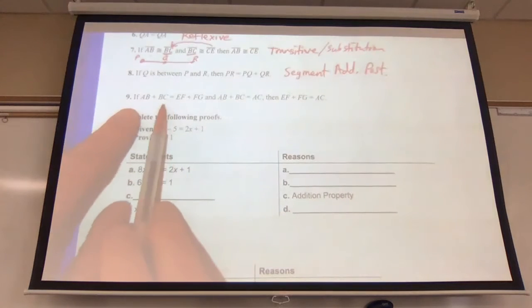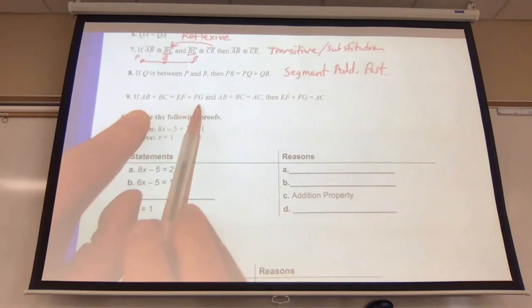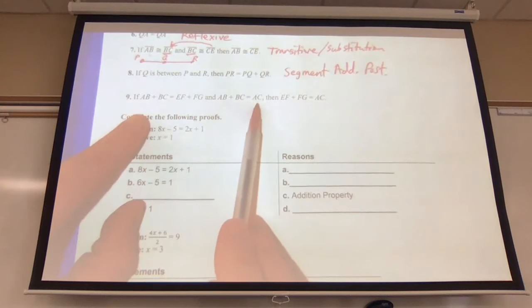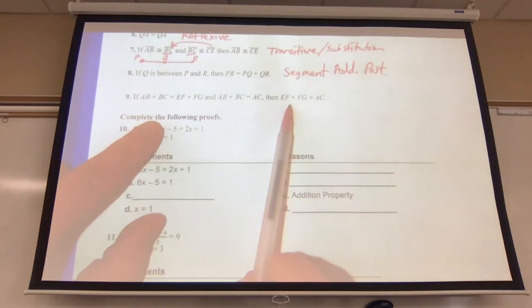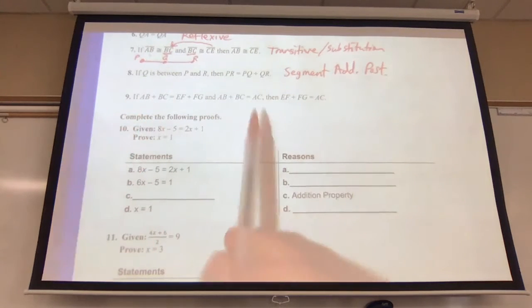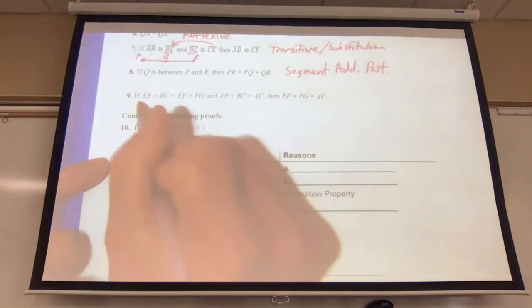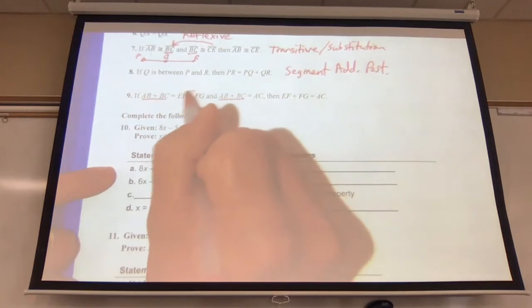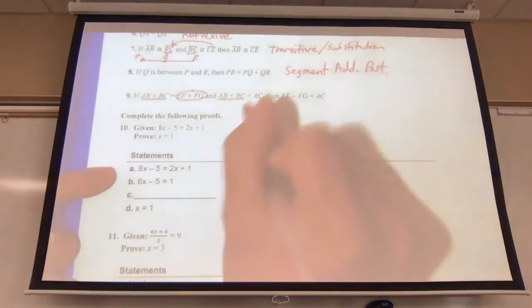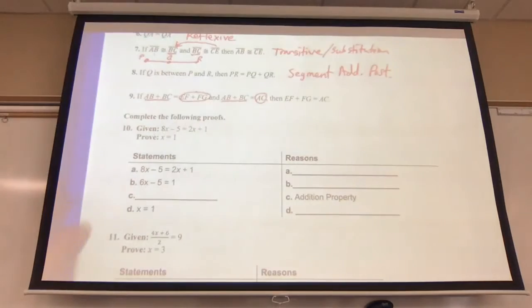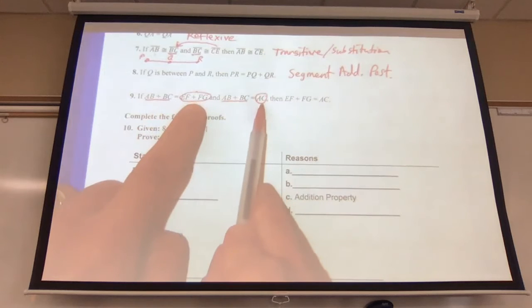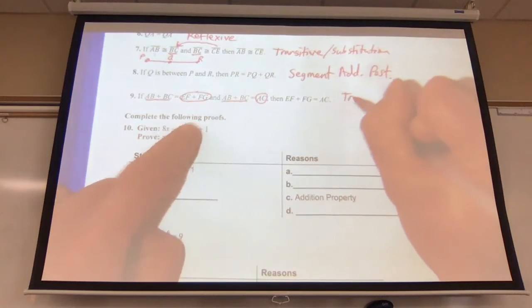All right, number 9, we got AB plus BC equals EF plus FG, and AB plus BC equals AC. And we're going to end up with EF plus FG equals AC. Now, in the if part, you might notice that you have two things equal to AB plus BC. The EF plus FG is equal to it, and the AC is equal to it. Since these two things are both equal to the AB plus BC, we can make them equal to each other, which is the transitive property.